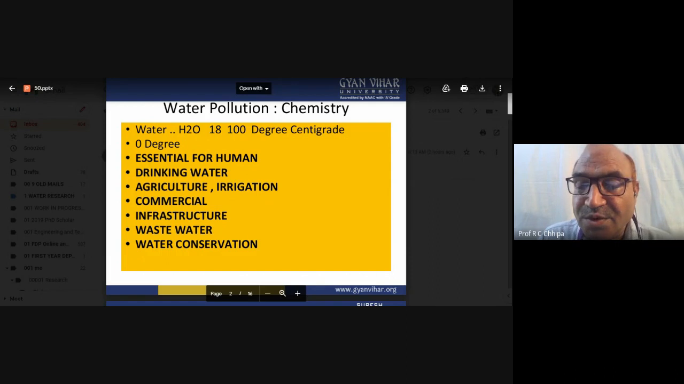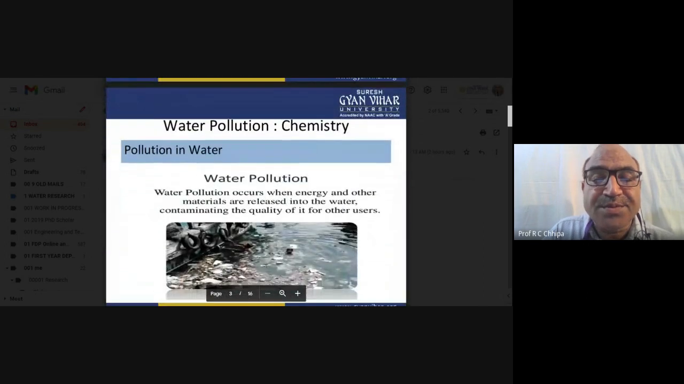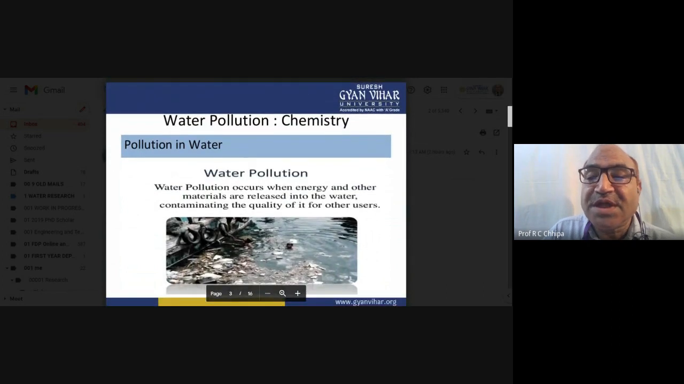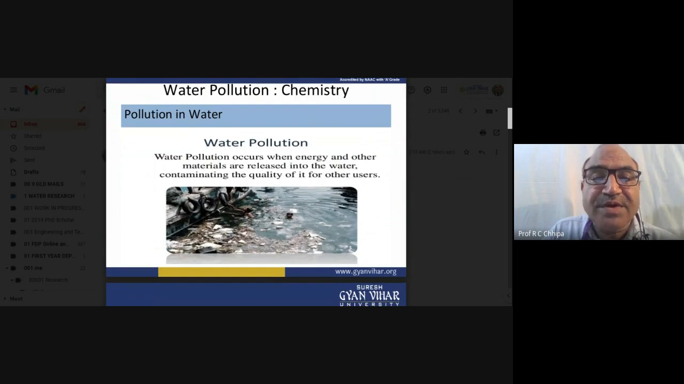Then one more thing is there, that is water conservation. Water conservation is one of the concerns for the prevention of pollution. Now, in the case of water pollution, this occurs when energy and other materials are released into the water, contaminating the quality of it for other users.